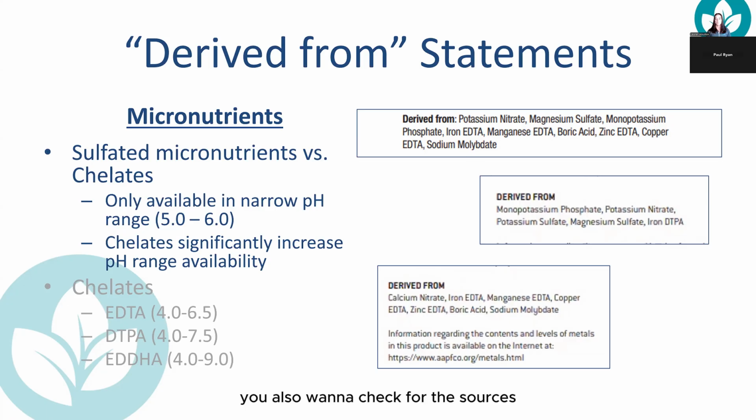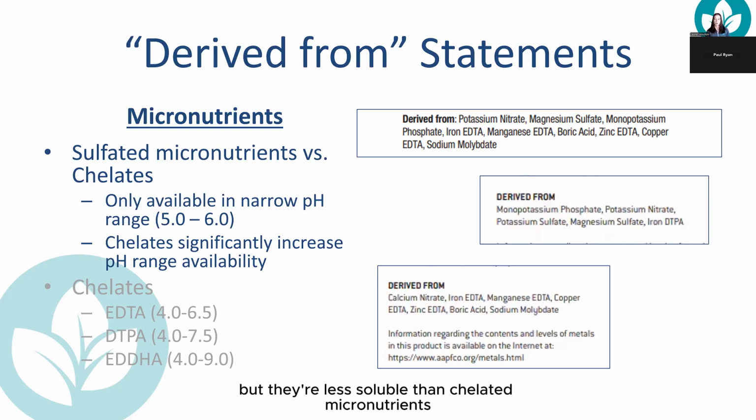You also want to check for the sources of your micronutrients. There are a couple different options for how micronutrients can be supplied in fertilizer blends. One of them is sulfated micronutrients compared to chelated micronutrients. Sulfated micronutrients will still supply micronutrients, but they're less soluble than chelated micronutrients, and you have to keep the pH in a very specific range for them to be soluble and available to your plants.